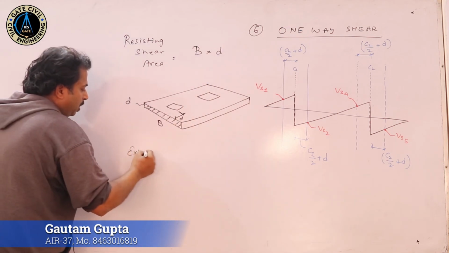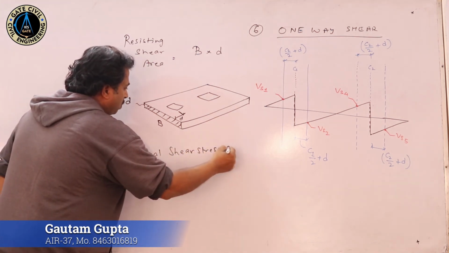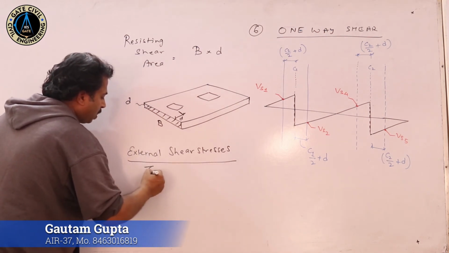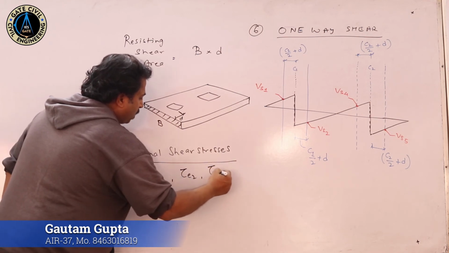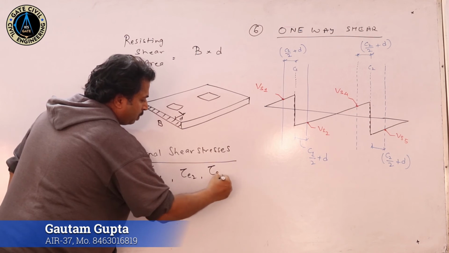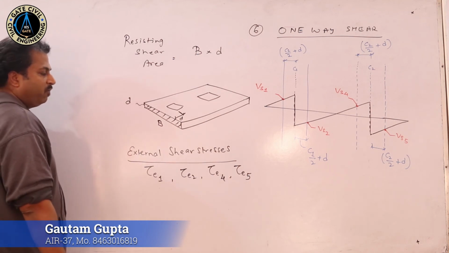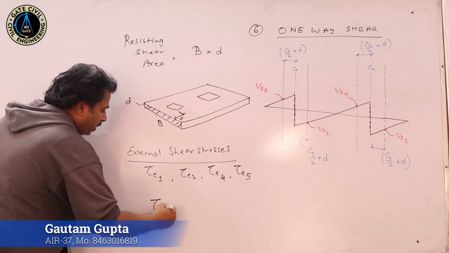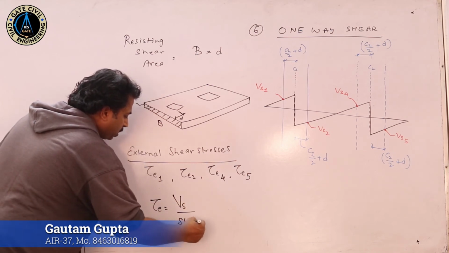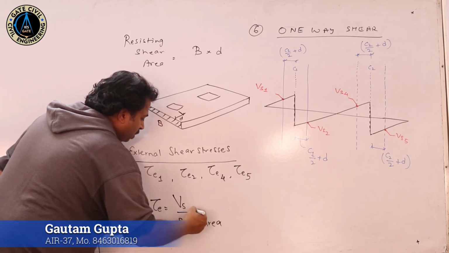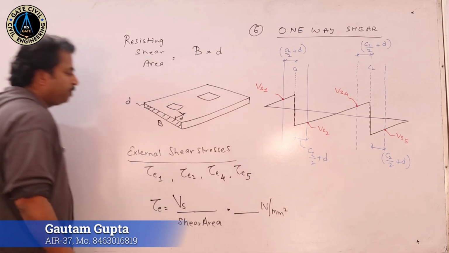So, the external shear stresses will be given as tau external 1, tau external 2, tau external 4 and tau external 5. So these four shear values we need to calculate, and it is calculated as Vs upon your shear area. This value will give you a unit in Newton per mm square.